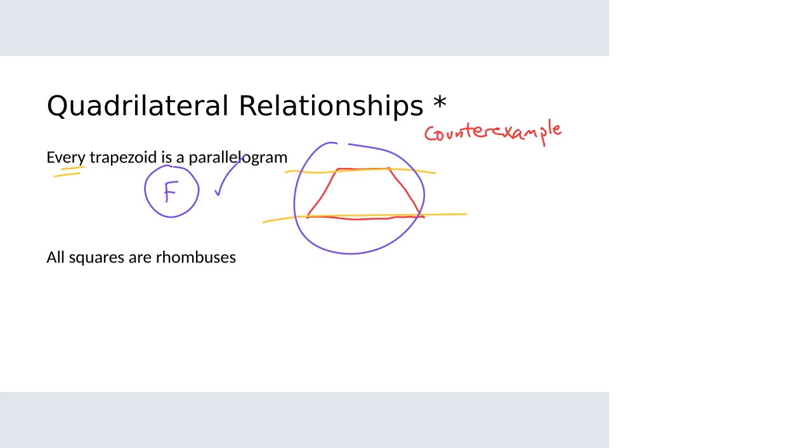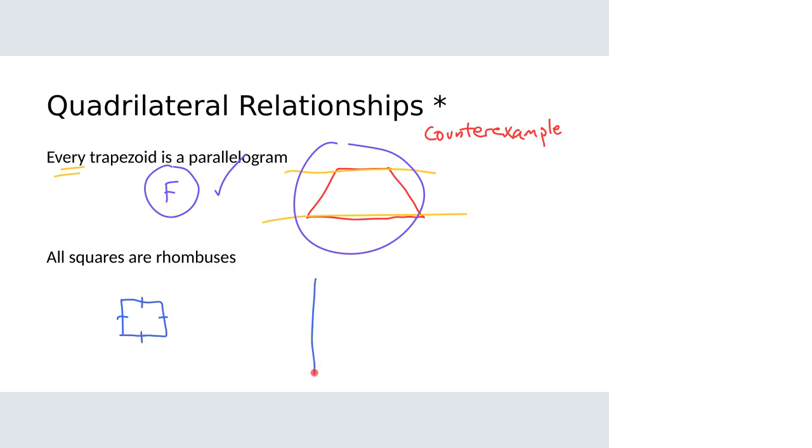Now we'll go to the one at the bottom. All squares are rhombuses. Okay, so I'm going to look for a counterexample. I'm going to draw myself a square, and I want it to not be a rhombus, because if it's not a rhombus, then I can say false. Well, this square has all four sides the same. Oh, well, that makes it a rhombus.